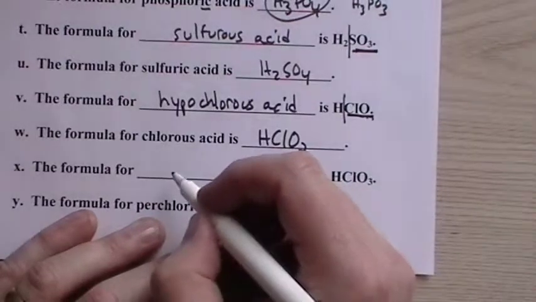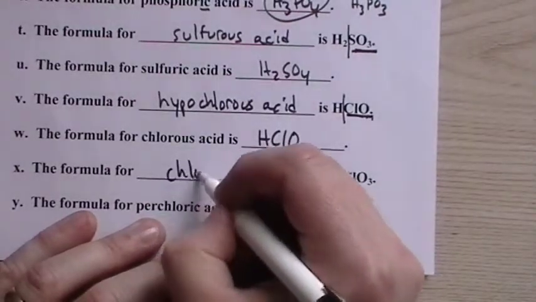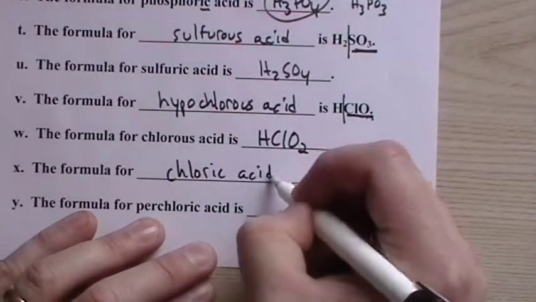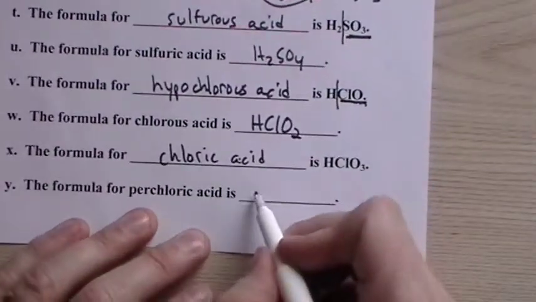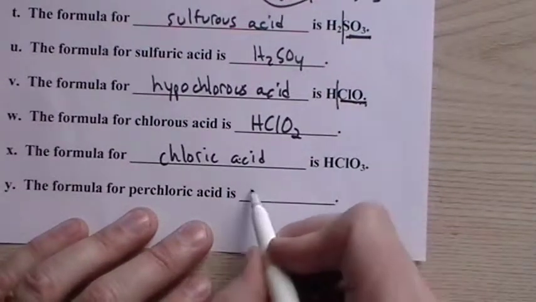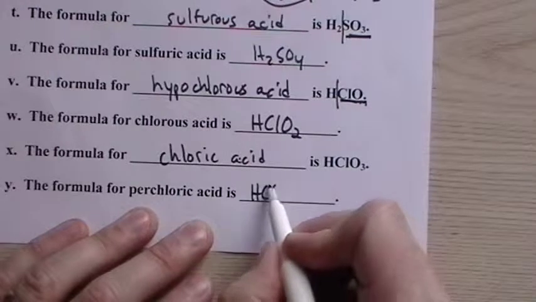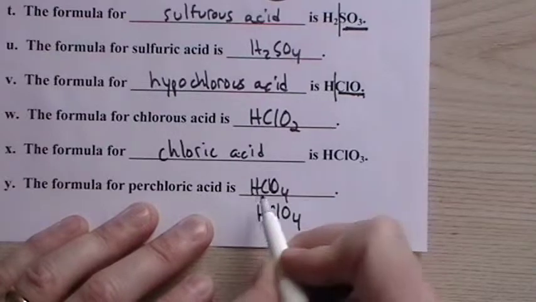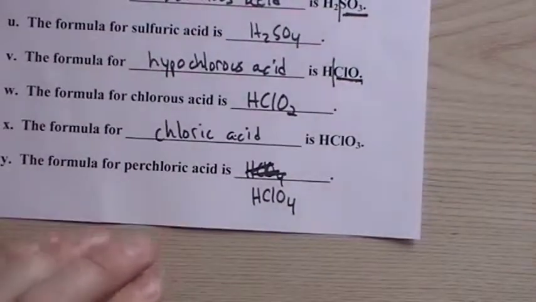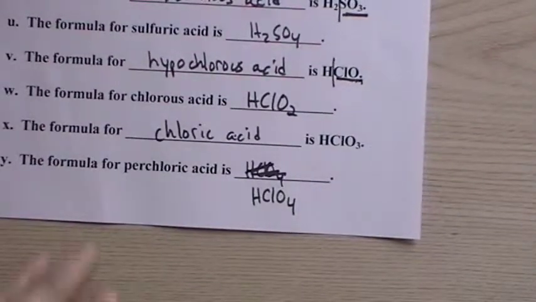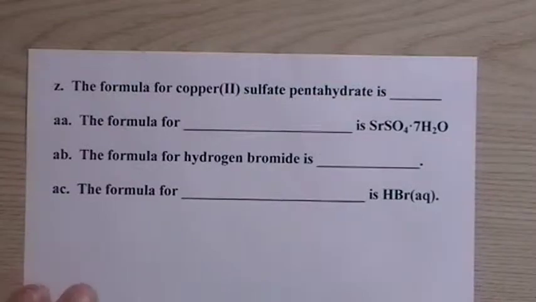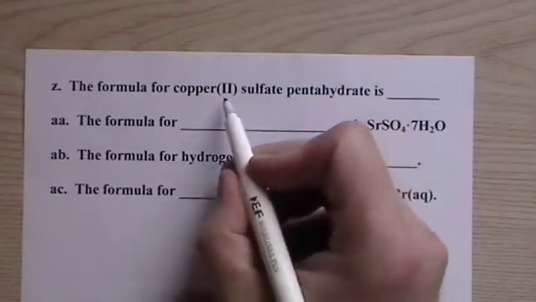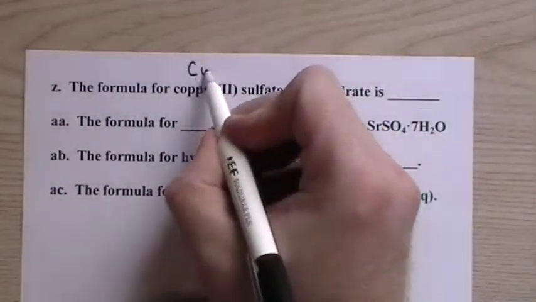HClO3 is going to be our chloric acid, and then our perchloric acid is going to have the most oxygen, so HClO4. I'm going to write it again here. And that covers all of the oxo acids. Then a couple of last things here. We have the hydrates.